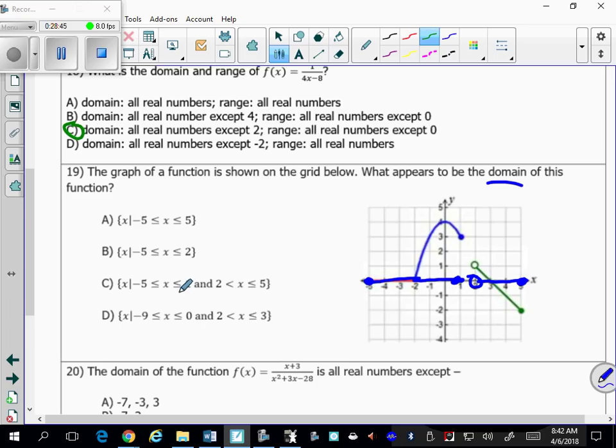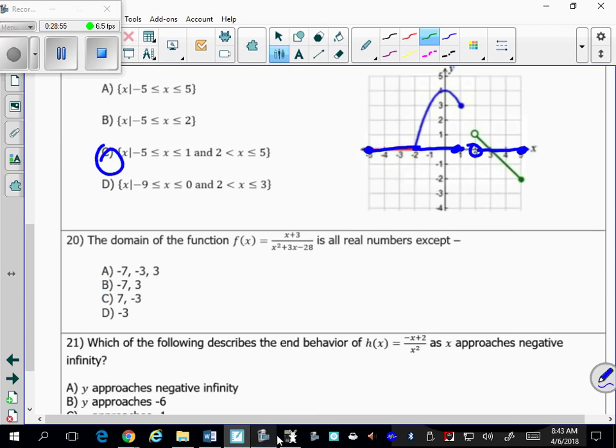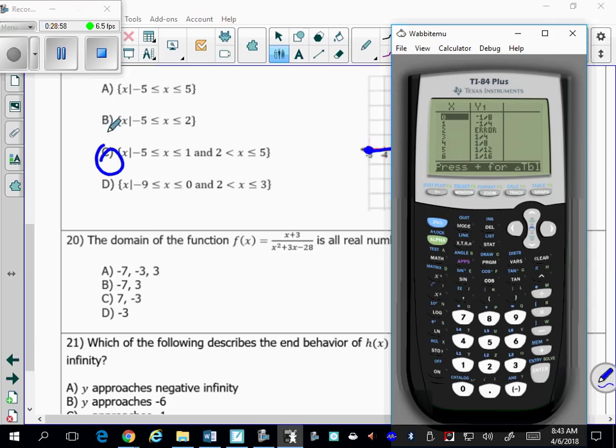Looking for the domain of the function of the next one. Again, put it in the calculator. So looking at the calculator, we're looking at the domain again. You can see that there's a break on the x at -7. There's another break at 4.